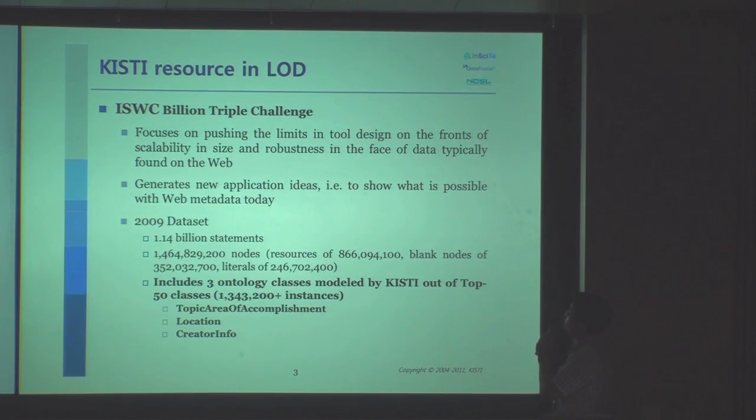KISTI resource was used at the LOD ISWC BTC. BTC focused on pushing the limit in tool design on the front of scalability and robustness in the face of data typically found on the web. The 2009 data set includes more than 1 million statements and more than 1.4 billion nodes, and it includes 3 ontology classes modeled by KISTI among the top 50 classes.